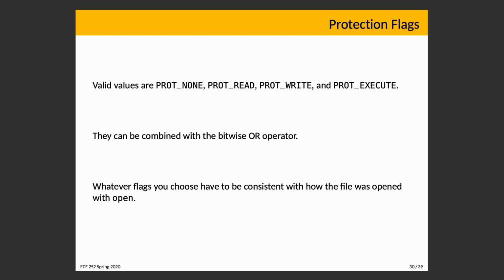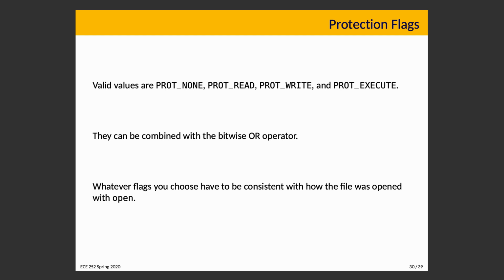So the protection flags could be none, read, write, or execute, and they can be combined with a bitwise or operator. That is required to be consistent with how you chose to open the file using the open system call. So if you said, I want to open the file read only, you can't then set the protection flags to allow both reading and writing, because that's inconsistent with what you did with open. If you said you wanted to open the file for reading and writing, then it would be okay to enable those things.